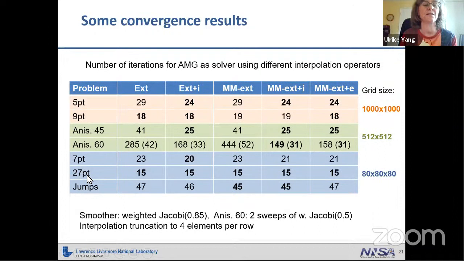And what you can see here is that over here are the old methods and over here are the new methods. When you compare, you can also see why extended plus I in some cases works better than the extended, particularly when you have anisotropies, rotated anisotropies. But you see, overall, the new ones do quite well compared to the other ones, in some cases even a little bit better.